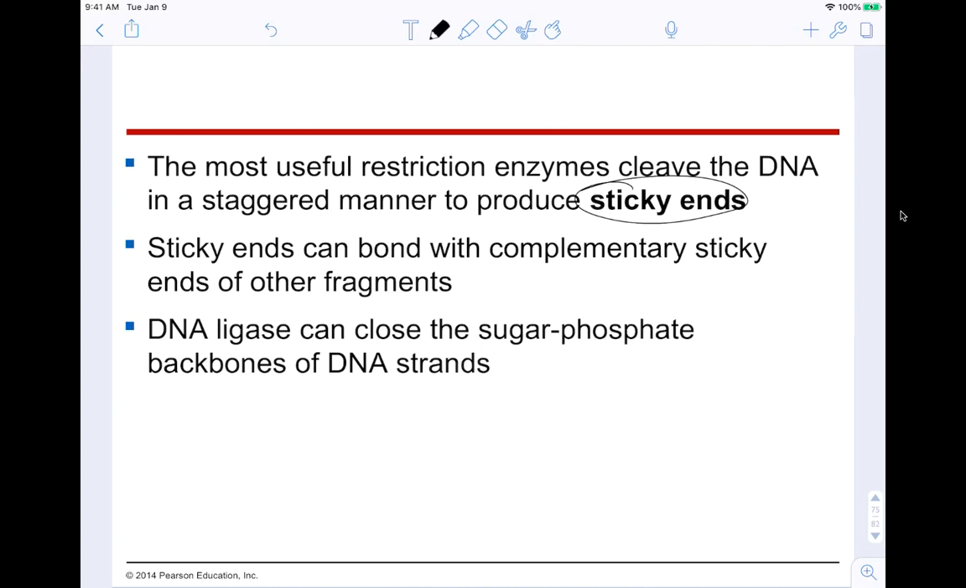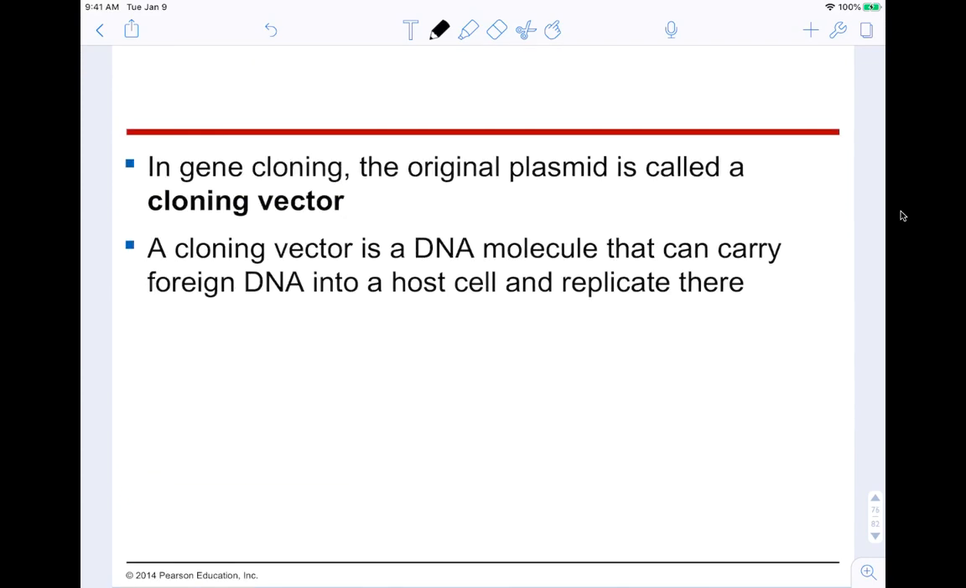So DNA ligase can then close the sugar phosphate backbone of the DNA strands in order to create one smooth DNA strand again. So in gene cloning, the original plasmid is called a cloning vector. That's the original. So the cloning vector is a DNA molecule that can carry foreign DNA into a host and replicate there. So you have your cloning vector that you're going to insert. You're going to open it up, basically break the ring. You're going to insert foreign DNA, and then you're going to seal it back together with DNA ligase.